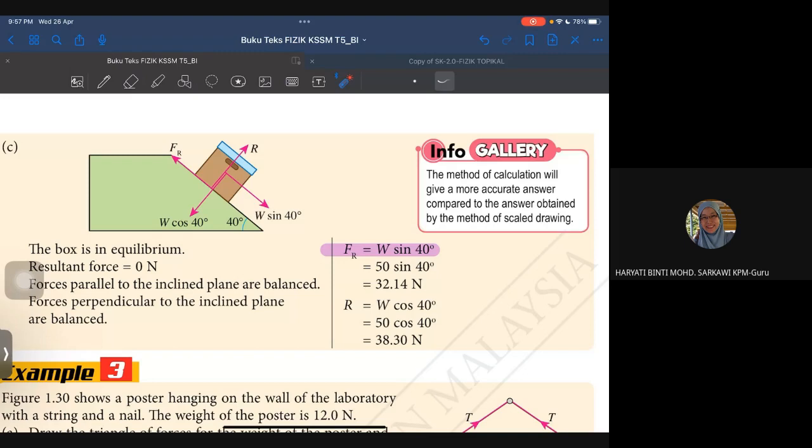And then if you want to determine R, we look at this. R and then W cos 40. They are equal also. So far so good. Can understand? At least you get something from here.